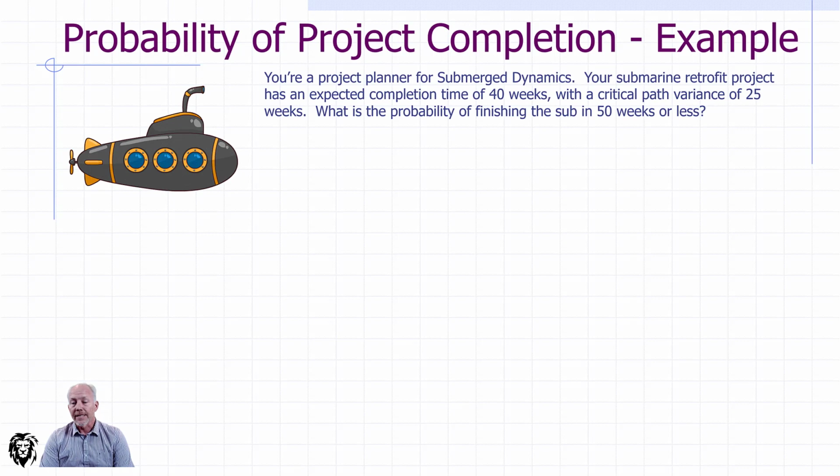So let's look at an example to help solidify it. In this case, we have a project for Submerged Dynamics, and they build submarines. The submarine retrofit project that they're looking at has an expected completion time of 40 weeks. It's a fairly simple retrofit with a critical path variance of 25 weeks, which is fairly large compared to the 40-week completion time. And the question then is, what is the probability of finishing the sub retrofit in 50 weeks or less?